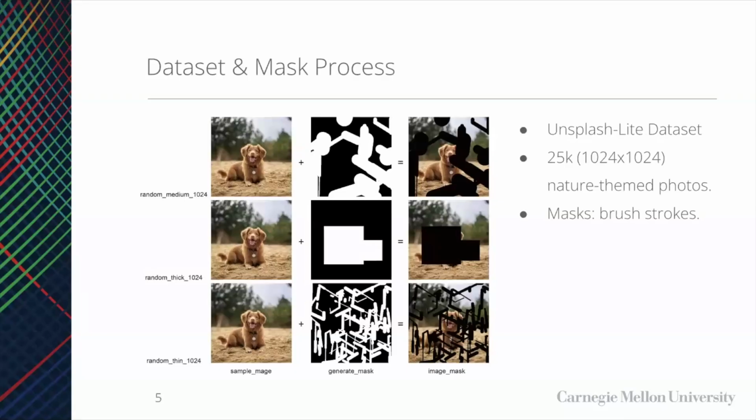So in terms of dataset, we use the Unsplash Lite dataset that has 25,000 nature-themed high-resolution photos. And for masks, we use brush strokes with different thickness. If you look at the image in the middle column, we have medium, big, and thin brush strokes, and we're going to evaluate our models on those separately.